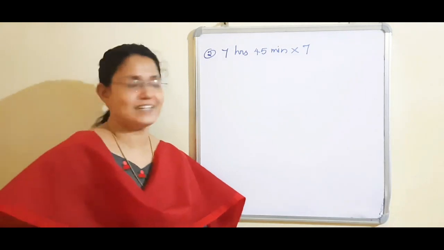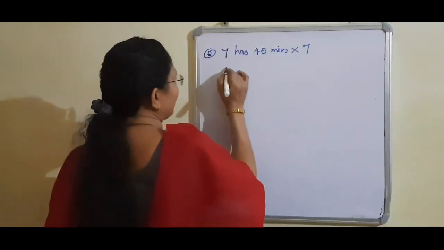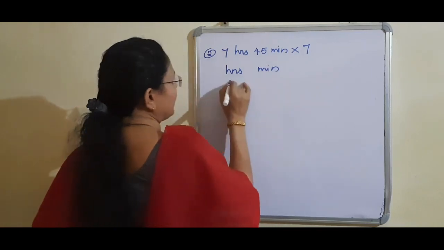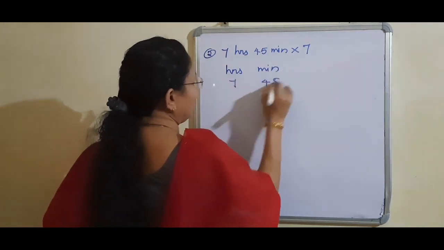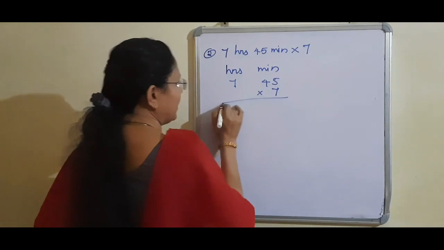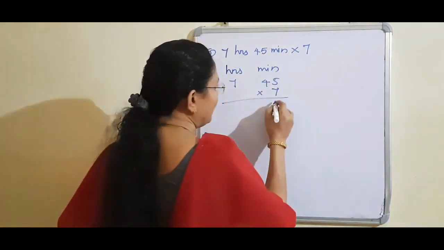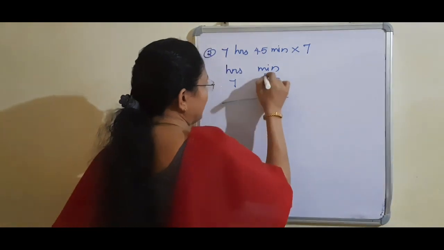Okay, children, here the second question is 7 hours 45 minutes into 7. First itself we can write the unit. Here the units are hours and minutes. And the measure is 7 and 45. Multiply this by 7. Okay. Now first itself we can start from the extreme right. 7 5s are 35, 3 carry.